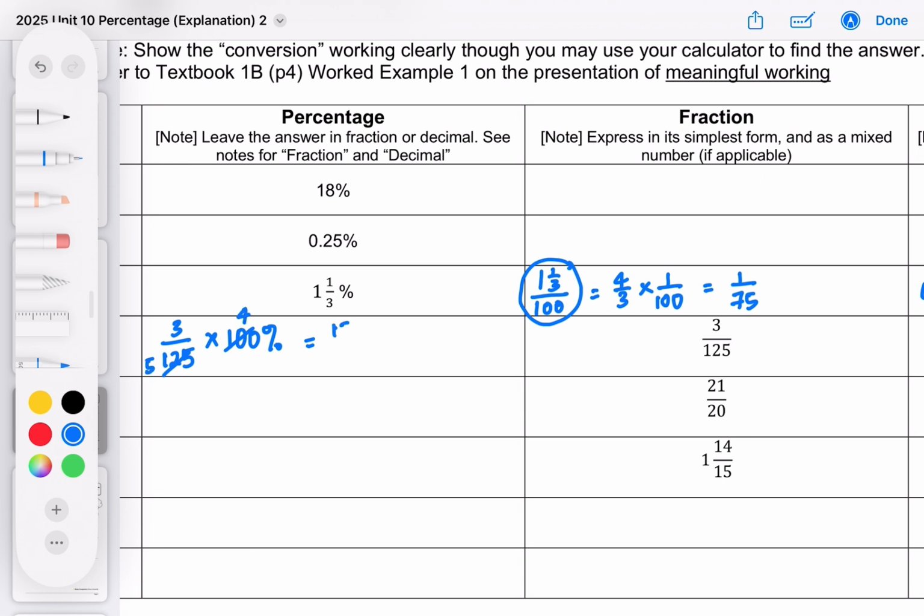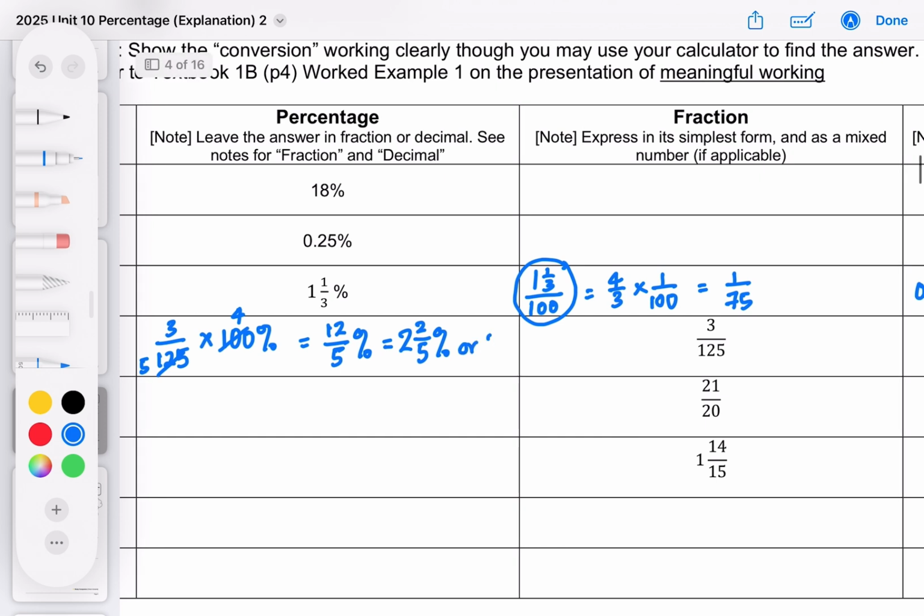And as a result, we get 12 out of 5%, which we cannot leave as an improper fraction. So we have to convert it into a mixed number. Or, because this is a terminating decimal, we can also write it as 2.4%.